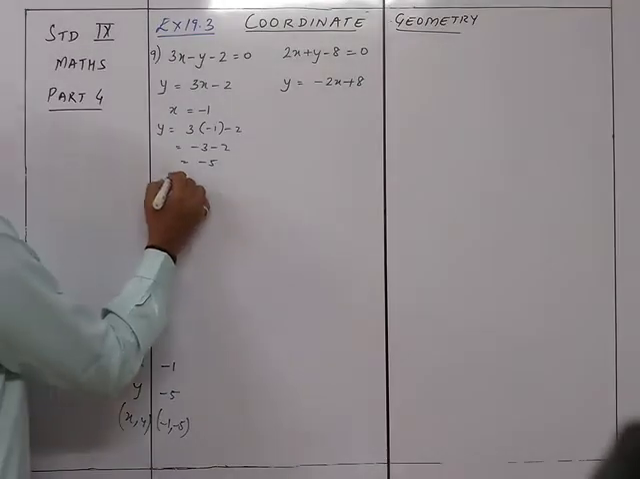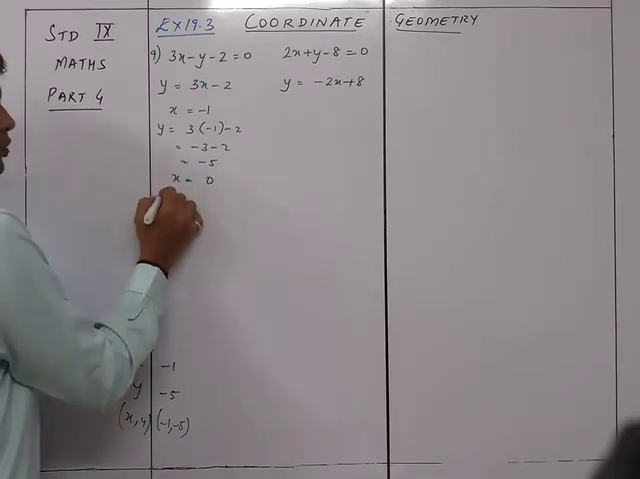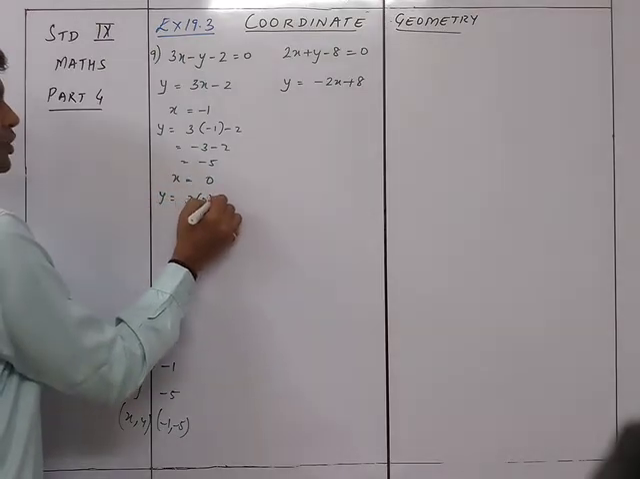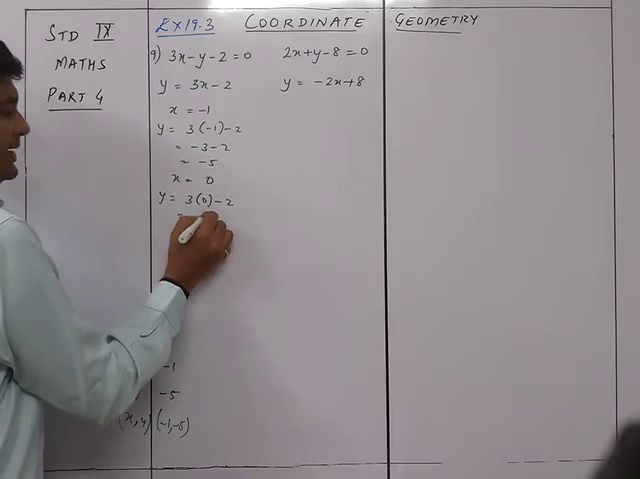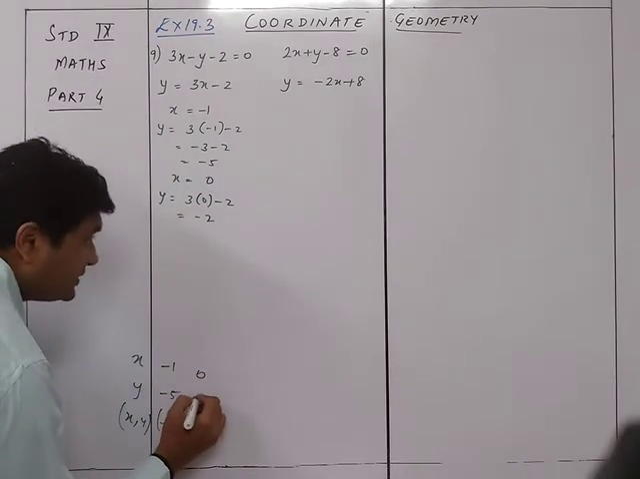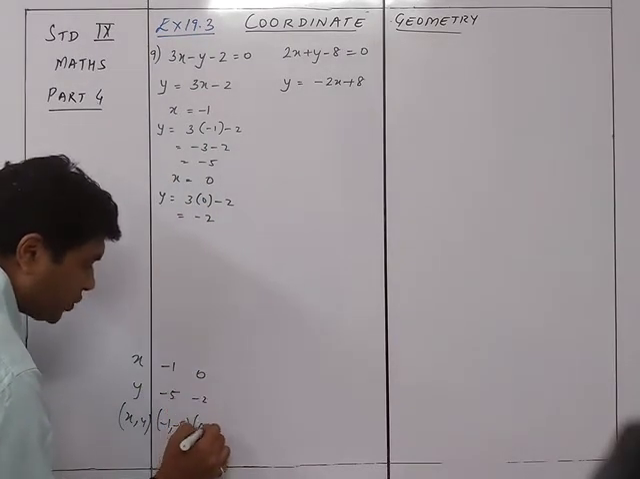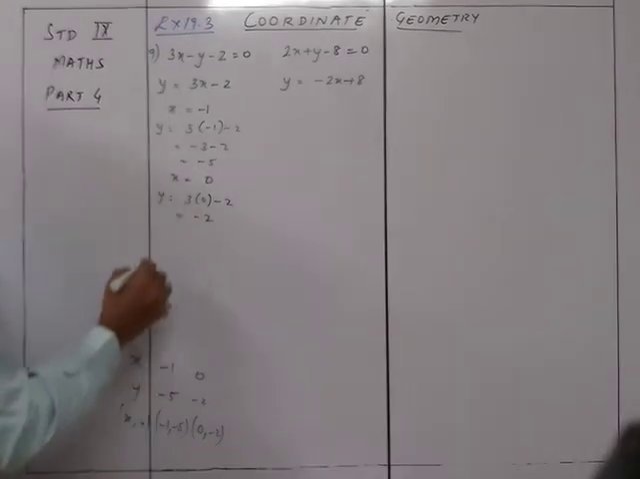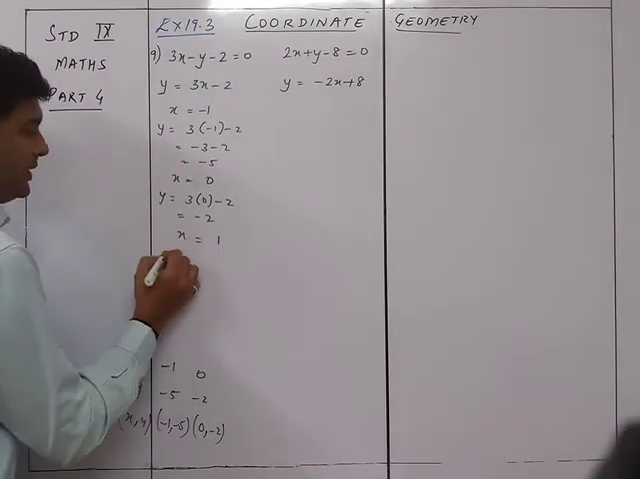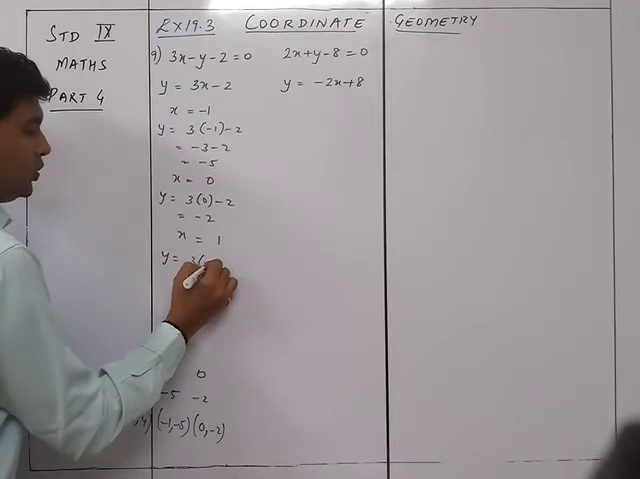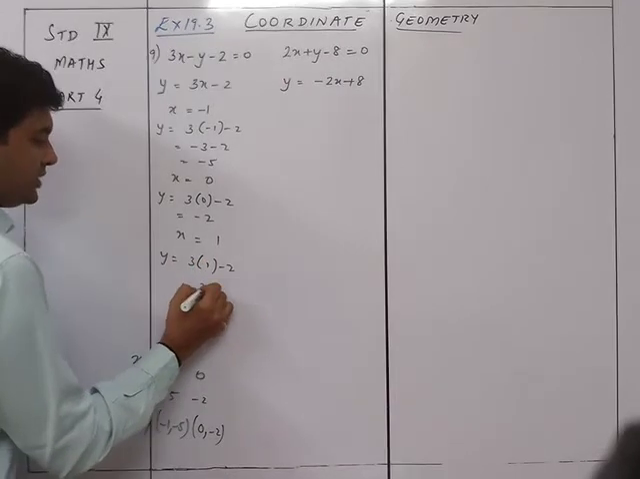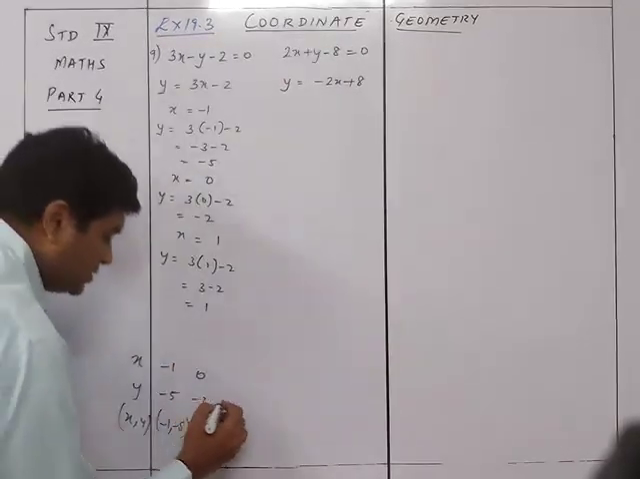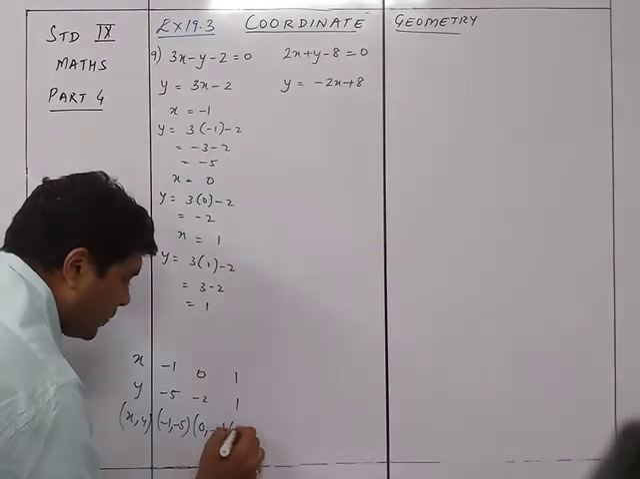The second one is x is equals to 0. So y is equals to 3 into 0 minus 2, is equals to minus 2. So if it is 0, this is minus 2. So it is 0 comma minus 2. The third one is x is equals to 1. So y is equal to 3 into 1 minus 2, is equals to 3 minus 2, is equals to 1. So if it is 1, this is 1, this is 1 comma 1.